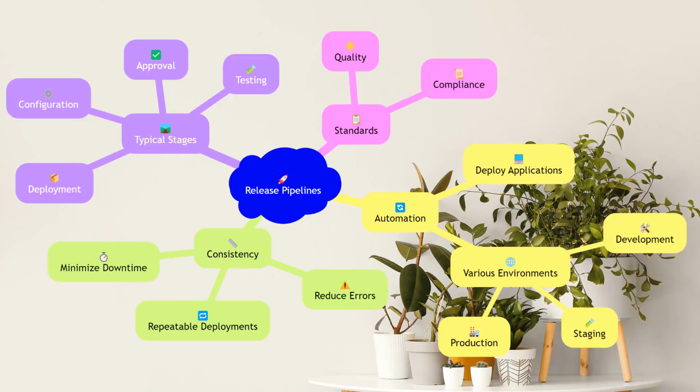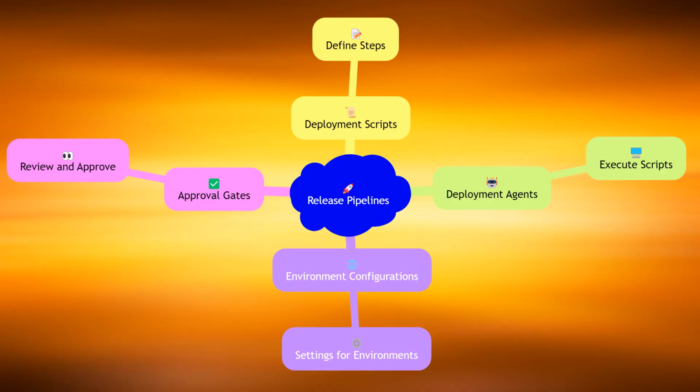Release pipelines automate the process of deploying applications to various environments, such as development, staging, and production. They ensure that deployments are consistent and repeatable, reducing the risk of errors and downtime. Release pipelines typically include stages such as deployment, configuration, testing, and approval, ensuring that each release meets quality and compliance standards. Release pipelines consist of several key components: deployment scripts, deployment agents, environment configurations, and approval gates.